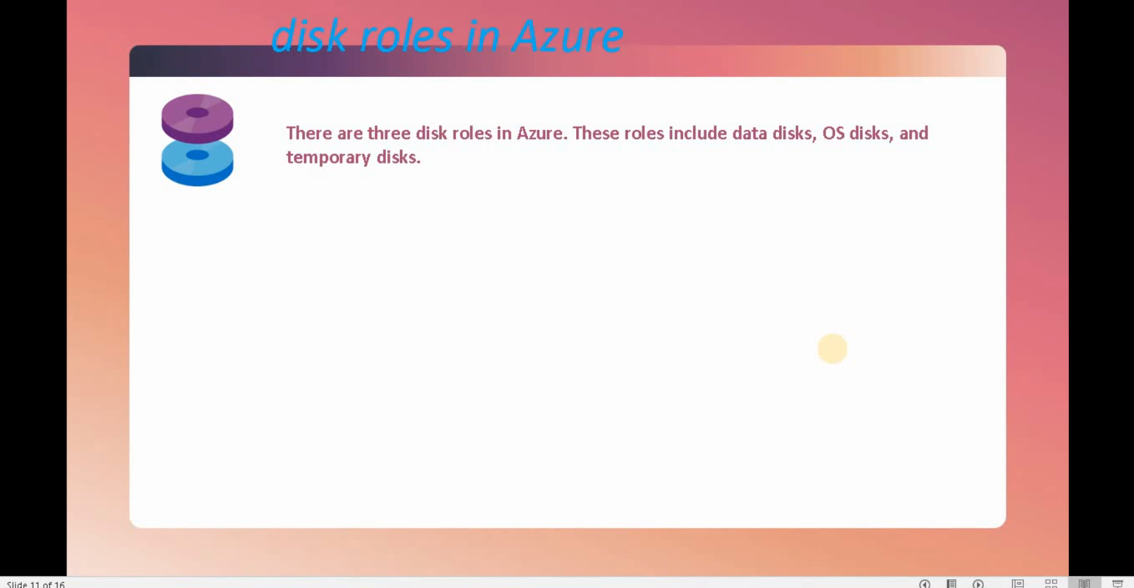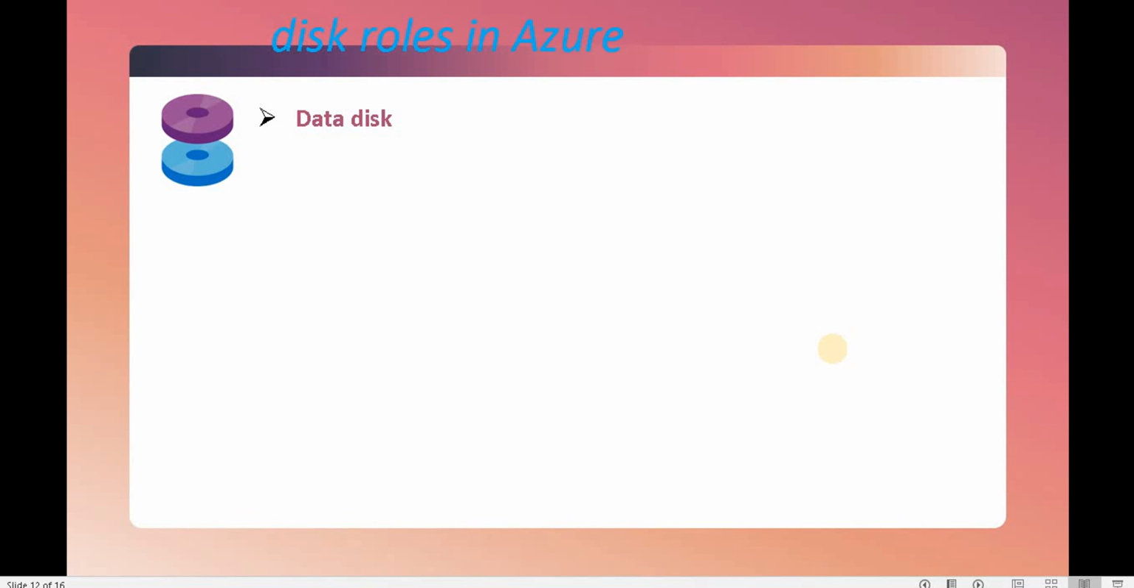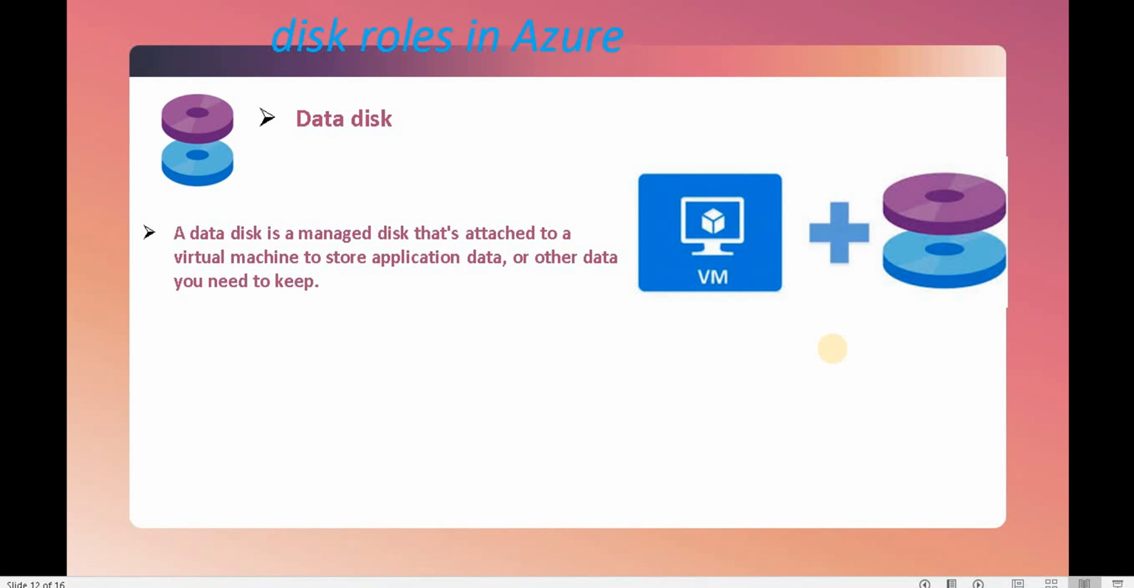Now if we talk about disk roles in Azure, there are basically three disk roles, and these include the data disk, OS disk and temporary disk. Now if we talk about the data disk, a data disk is a managed disk that is attached to a virtual machine to store application data or other data that you need to keep.